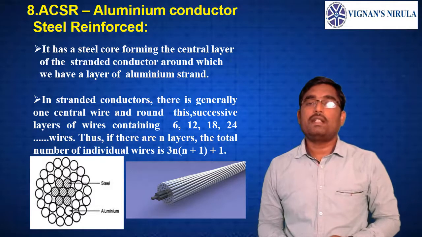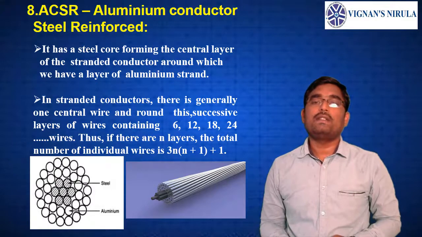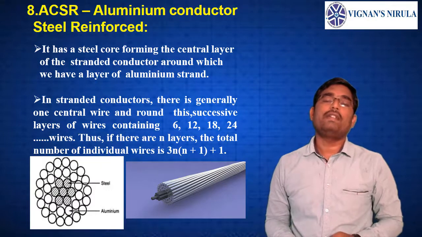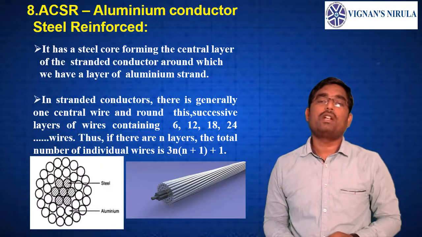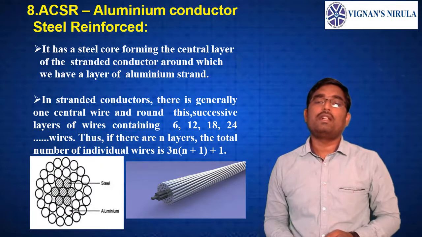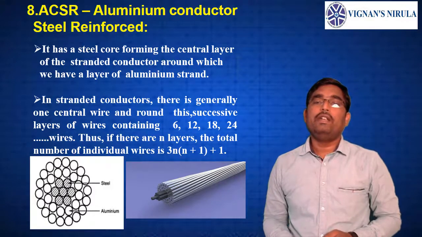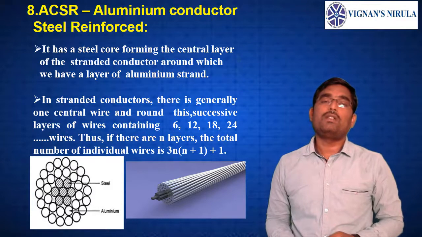So in stranded conductors there is generally one central wire, and around it successive layers of wires containing 6, 12, 18, 24 and so on wires. Thus, if there are n layers, the total number of individual wires is 3n(n+1)+1.